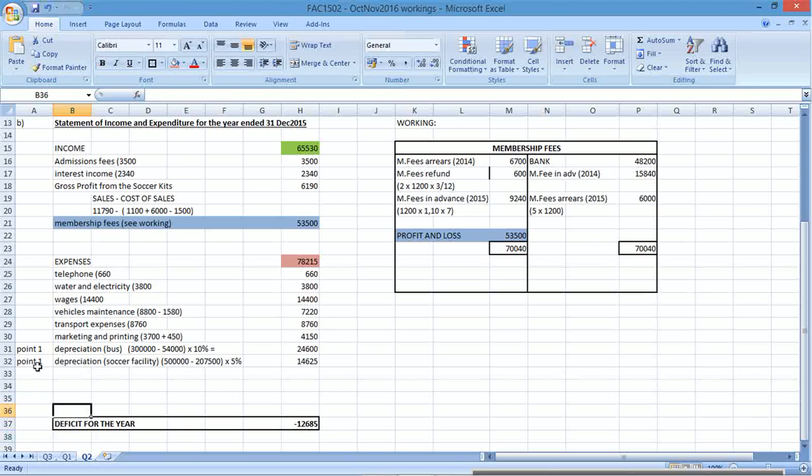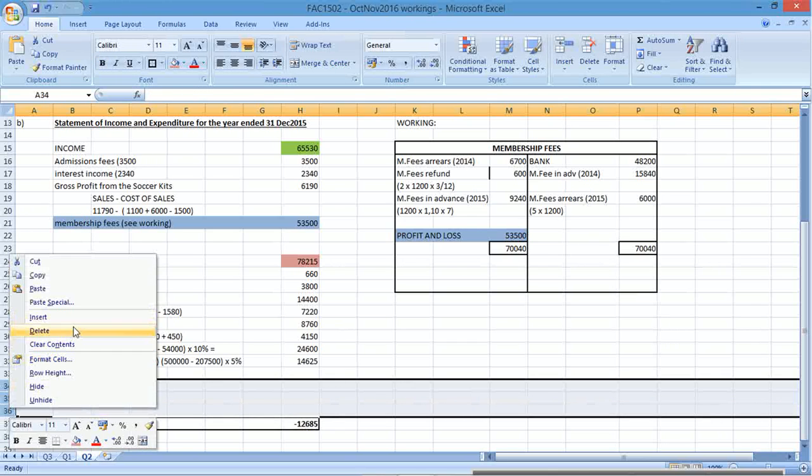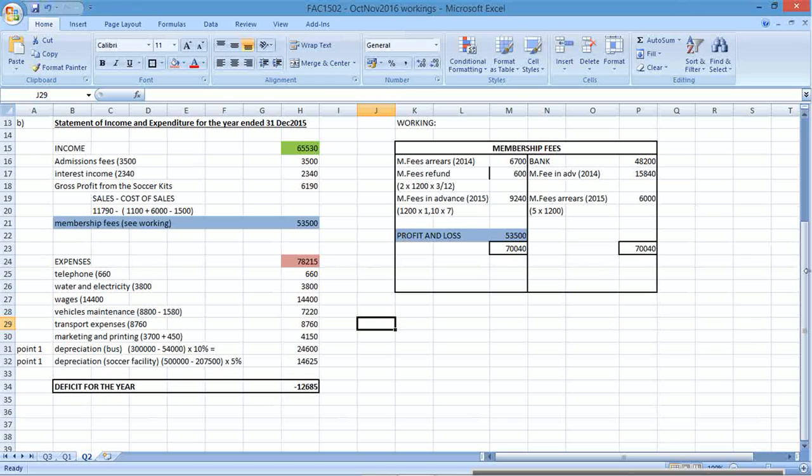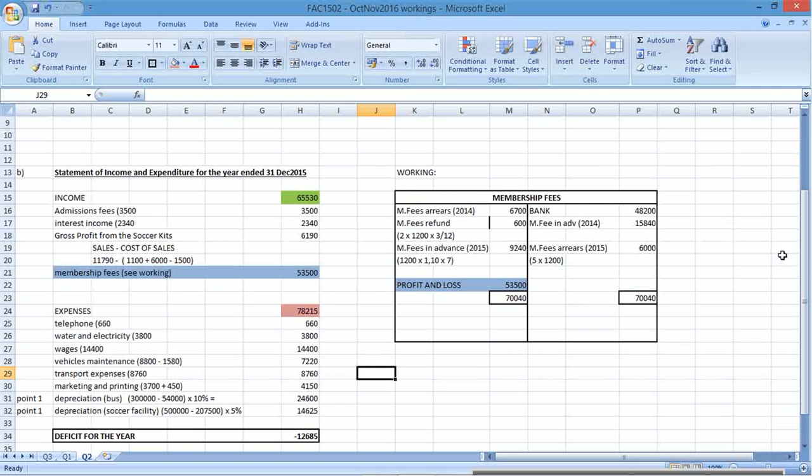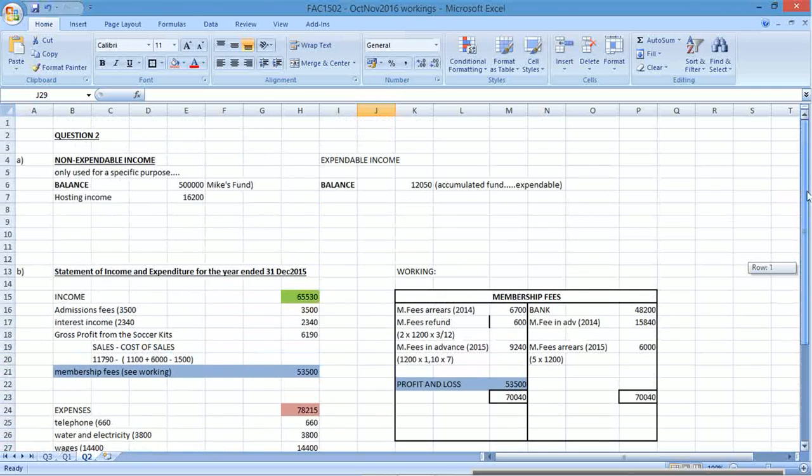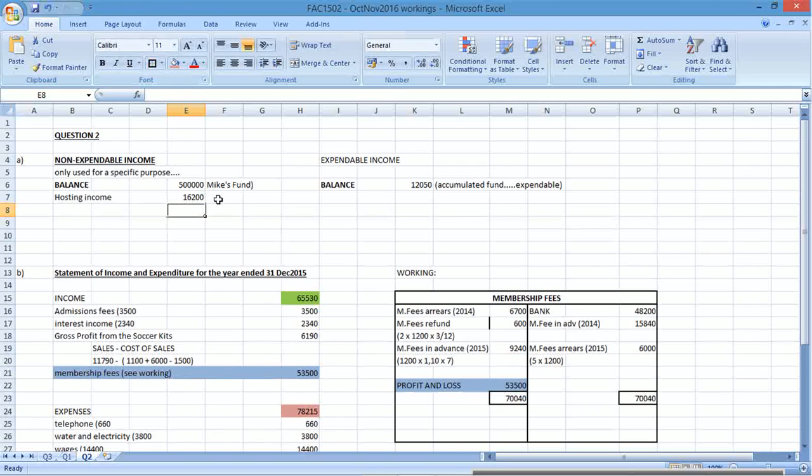Okay, and that's it. Right, it's a nice question. It wasn't that long. It was quite a short one. Oh, I didn't finish this. Okay, they said work out the balances. Okay, so there I can total that up. Sum of this. Okay, that's the balance for the non-expendable income, Mike's fund. Okay, and then here, expendable income, I'm going to write down deficit less the deficit for the year.